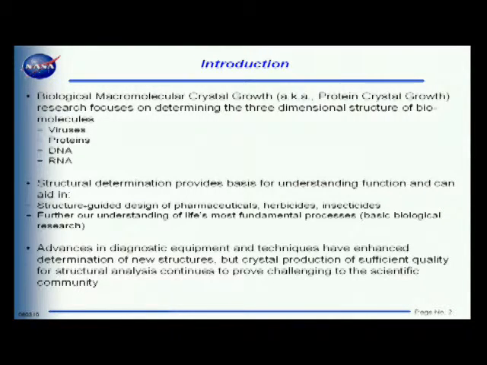Now, there have been advances in diffraction sources and protein preparation that have allowed more to be done with smaller crystals, but even with the smaller crystal, getting one of the right size and the right order still is the major roadblock for most protein crystallographers. Next chart, please.